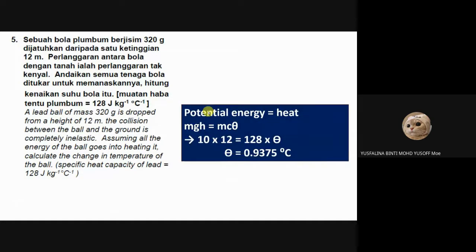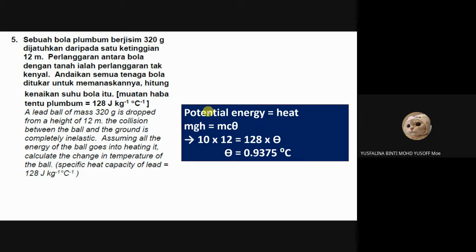So I just explained for this one. It said here that the lead ball of mass 320 gram is dropped from a height of 12 meters. The collision between the ball and the ground is completely inelastic, so inelastic means after it falls, it will stick to the ground. Assuming all of the energy of the ball goes into heating it, calculate the change in temperature. What is the energy possessed by the lead ball when it is at the height of 12 meters?